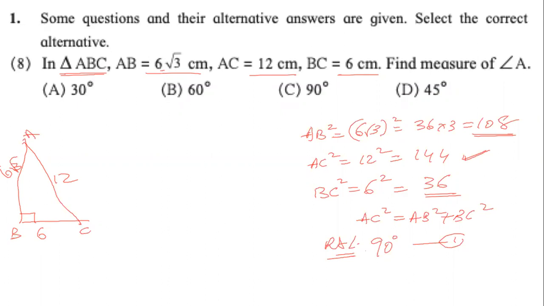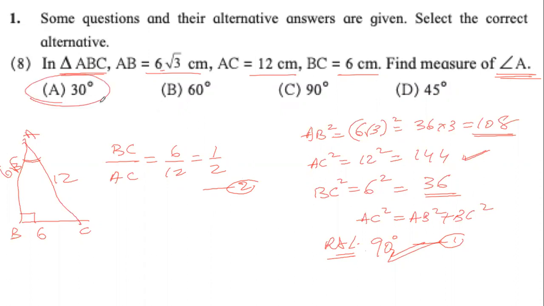What have we been asked? Angle A. This is angle A. Now see the ratio of the side opposite to angle A, that is BC, and the hypotenuse AC, which is coming to 6 by 12, is 1 by 2. Now it is a right angle triangle, and the ratio of the side opposite to the angle and the hypotenuse is 1 by 2. Therefore, the angle is 30 degrees.